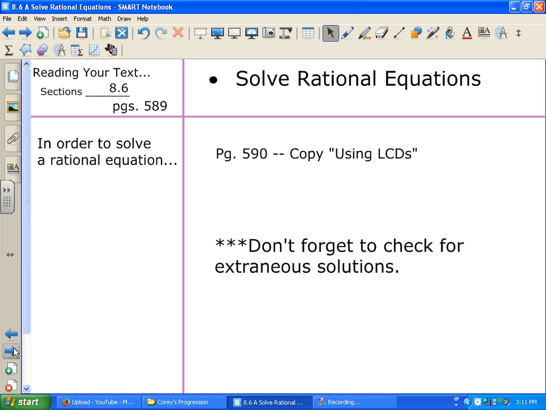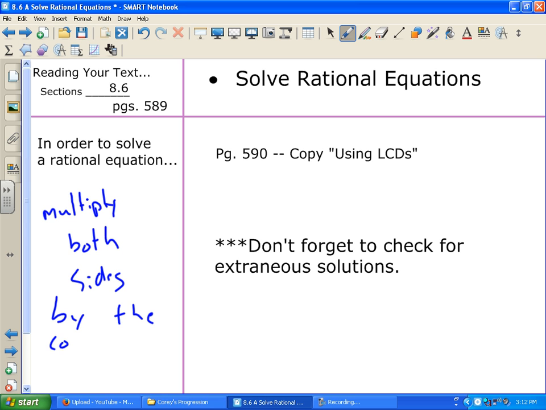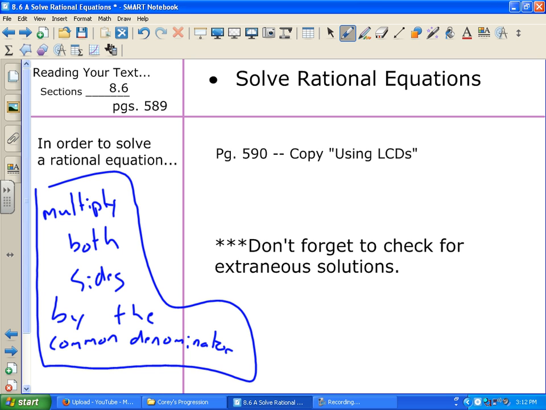So, again, we're solving rationals. The key all the way through today is going to be multiply both sides by the common denominator. Both sides by the common denominator. If you can multiply both sides by the common denominator, then you will be successful today on what it is I'm asking you to do.